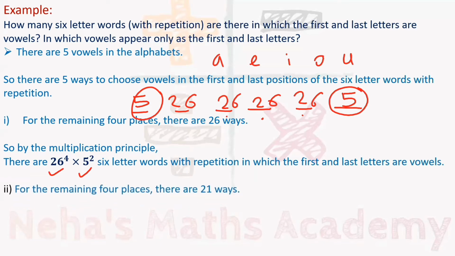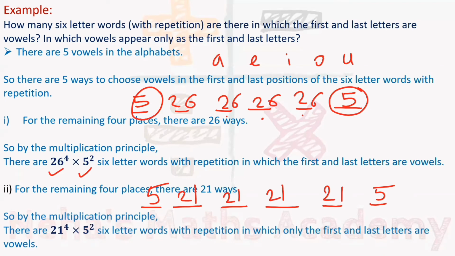Now in the second case, in which vowels appear only as the first and last letter, for the remaining 4 places, there are 21 ways. That means vowels can't appear in the middle places. So there will be 5 choices for the first and last place, but there are only 21 choices for the middle places. So by the multiplication principle, there are 21 raised to 4 into 5 square 6-letter words with repetition in which only the first and last letters are vowels.